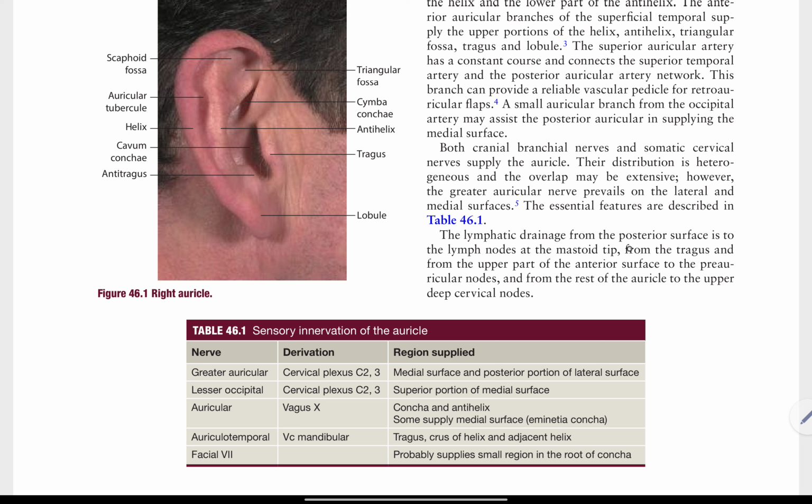The lymphatic drainage from the posterior surface is to the lymph nodes at the mastoid tip, from the tragus and the upper part of the anterior surface to the preauricular nodes, and from the rest of the auricle to the upper deep cervical nodes.